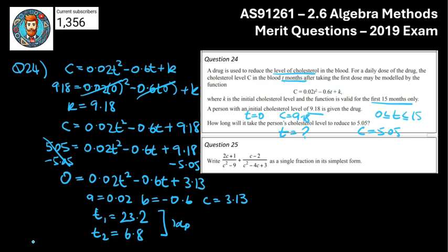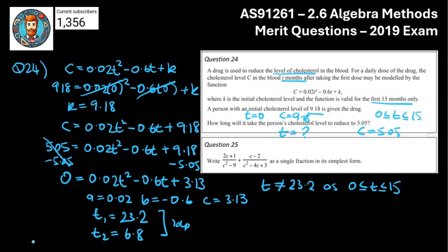The issue here is that we've got two answers. That doesn't really make sense, and that's when my inequation comes in. T had to be between 0 and 15, which means T1 is not a valid answer. So T cannot equal 23.2, as T must be between 0 and 15.